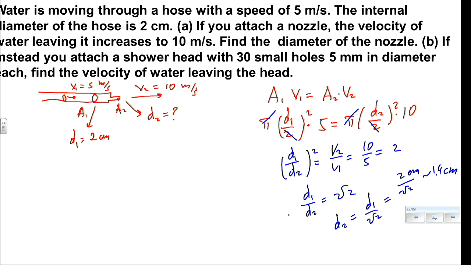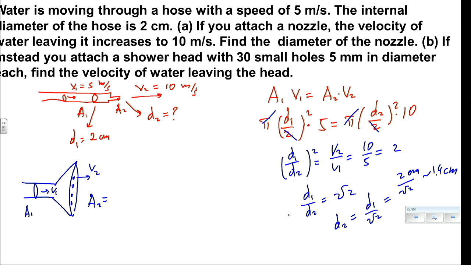Usually questions related to velocity and diameter are really simple. Now, I'm not going to solve the whole part B, but what is happening now? Instead of a nozzle, we have a shower head. Still A1, V1, V2. The question is, what should we use for A2? Well, of course, we should use only area which is open, available to fluid, not the area of shower head, but the total area of holes.